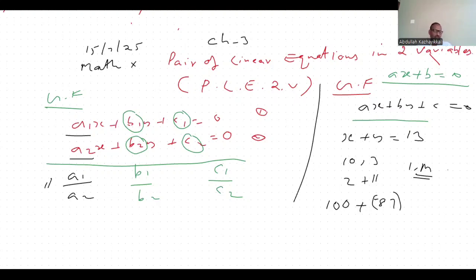Now what are the conditions? Three conditions. First one, a1 by a2 is equal to b1 by b2. I am not talking about c1 by c2.